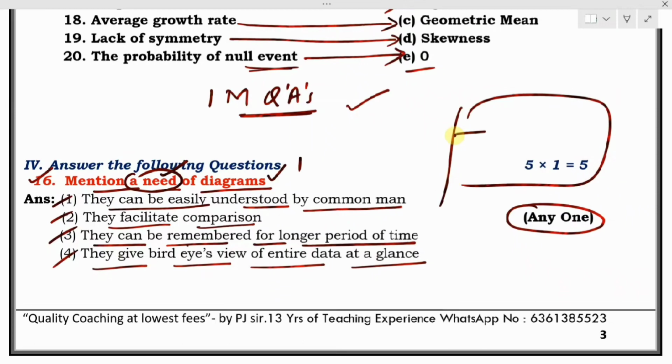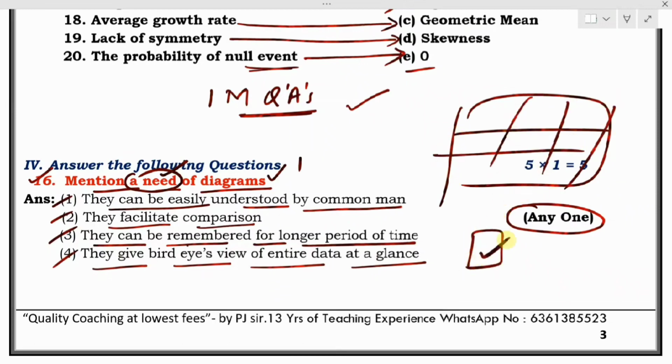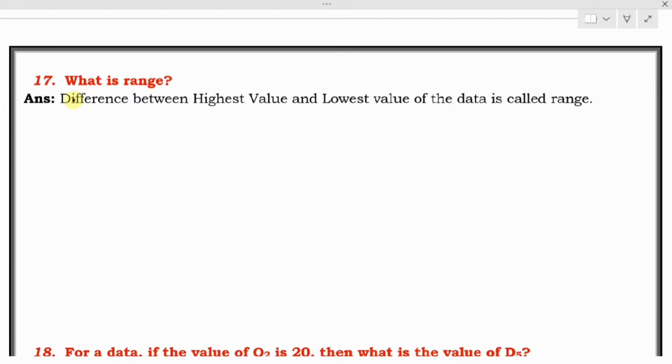Huge data, if it is there, we cannot understand so easily, but when it is represented in terms of diagram, it gives us a bird's eye view, exact view it will give. We can easily understand those diagrams. That is one more need. As I've already told, any one need, even if you write in the examination, you're going to get one mark for this. Next question number 17, what is range?